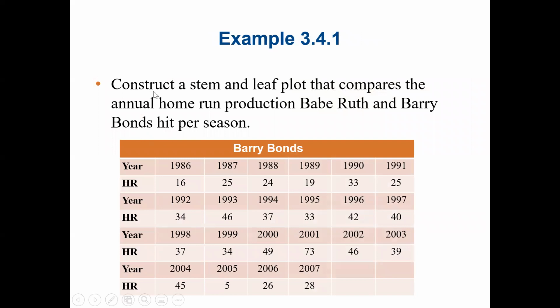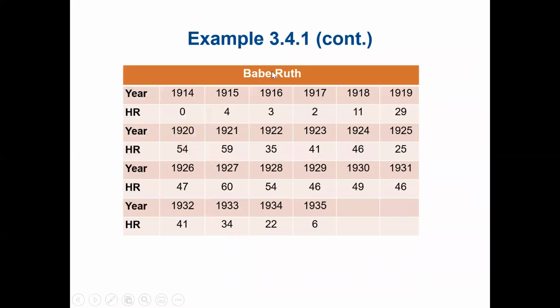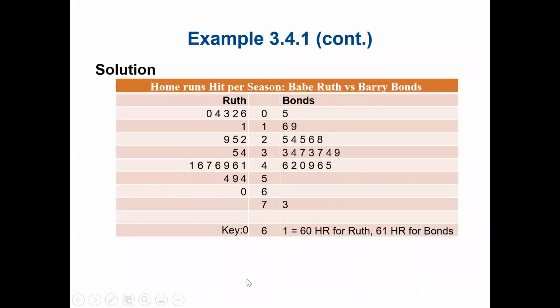So for example here, they say we should construct a stem and leaf plot that compares the annual home run production Babe Ruth and Barry Bonds hit per season. So this is Barry Bonds, 86, 87, 88, 89 to 91. Those are the data. Then also we have Babe Ruth. Now, in order to construct it, we're going to have a stem. So here we are using the stems from 0 to 7.